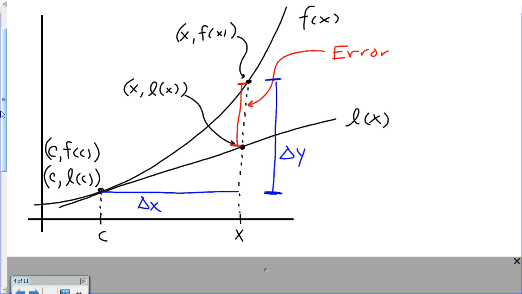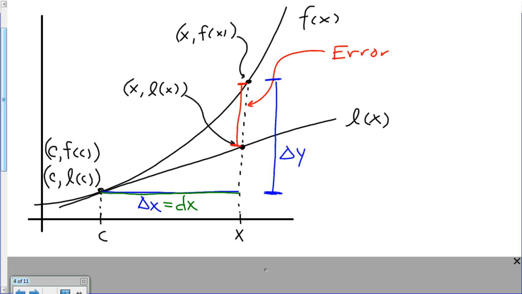Now that is similar to, but not quite the same as, dx and dy. If we were to measure dx, again, it is the difference between the x values on my linear function now, my tangent line. So that would be this distance right here, which notice is the same as delta x. So the nice thing about dx and delta x is they are the same. That will not be true for delta y and dy.